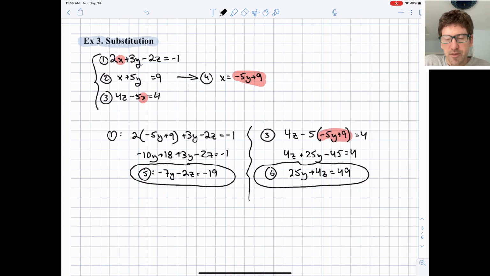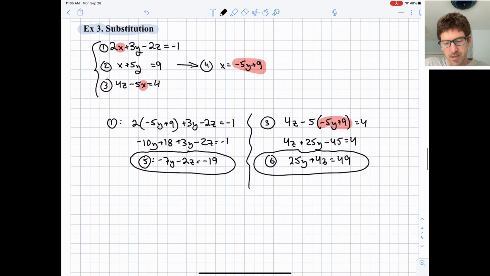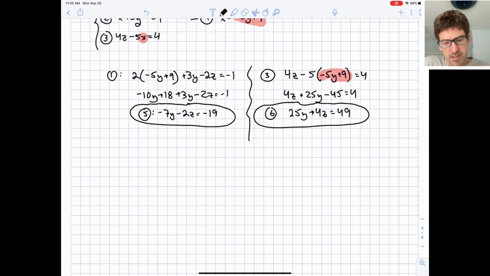Another big suggestion on these is don't try to save paper. Really try to use a full piece of paper and write out all the work you need to do. It'll be much easier down the road. So don't try to do a lot of this in your head. Definitely want to be using lots of space here. Save lots of space for yourself. So let's put these couple equations together.